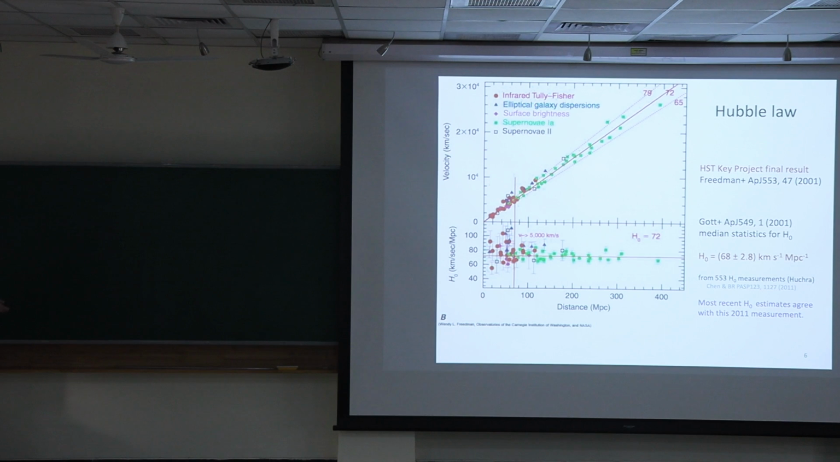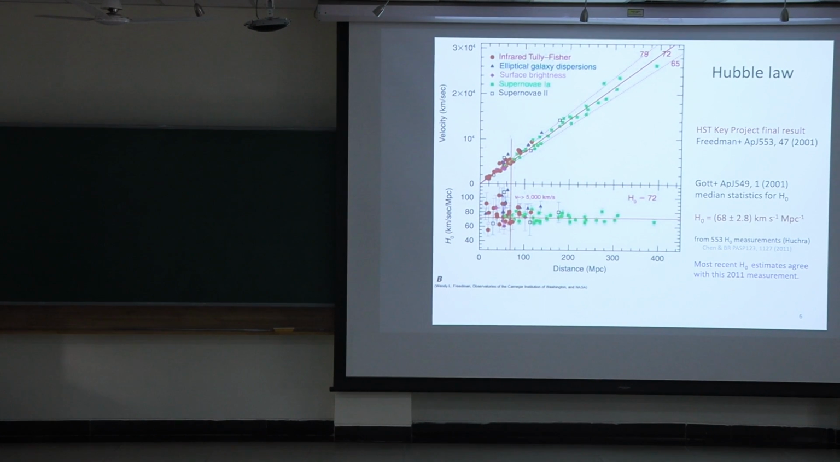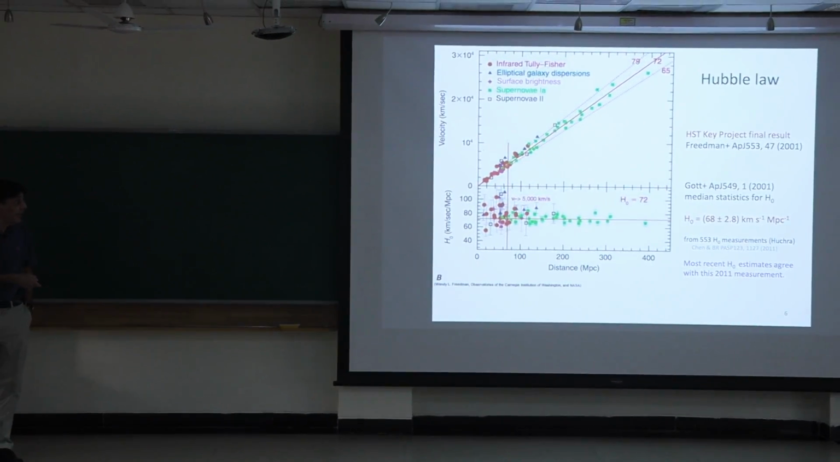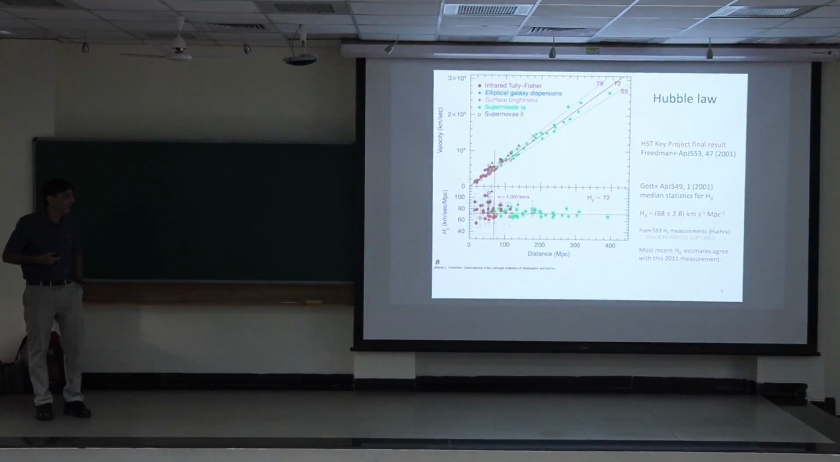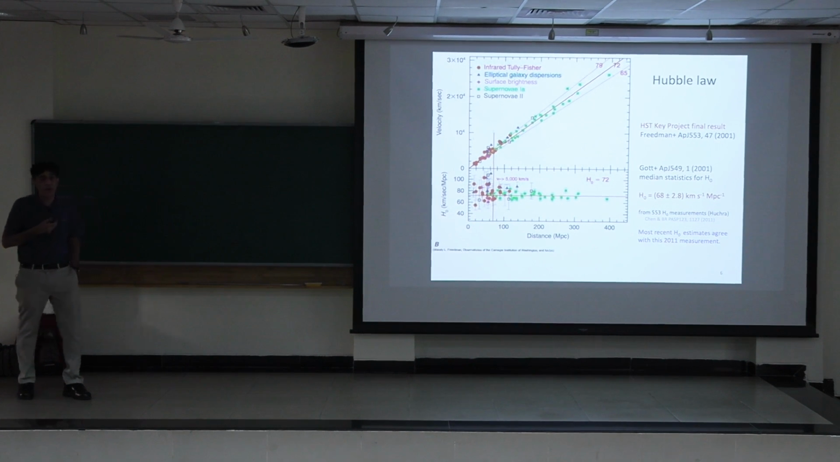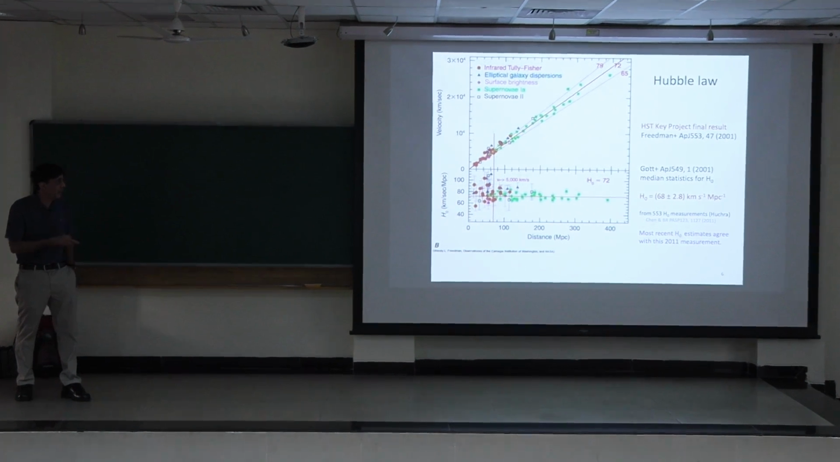In that same year, my collaborators and I wrote a paper looking at a compilation of Hubble constant measurements. We had about 200 and something, and we did a median statistics analysis. Then in 2011, a graduate student and I repeated that with 553 measurements of the Hubble constant. So the Hubble constant is probably the most measured parameter in physics. We got 68 plus or minus 2.8 kilometers per second per megaparsec, which is consistent with pretty much almost all measurements of the Hubble constant since then. There are a couple of notable exceptions, and I'll come to one of those.